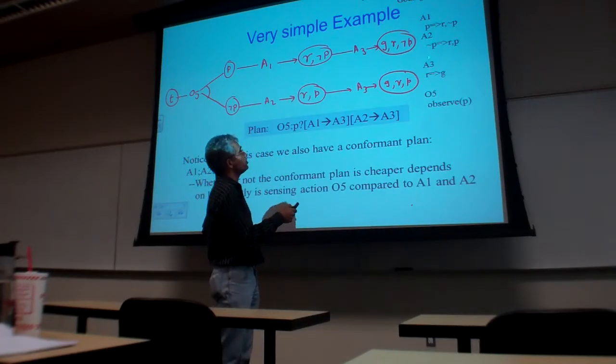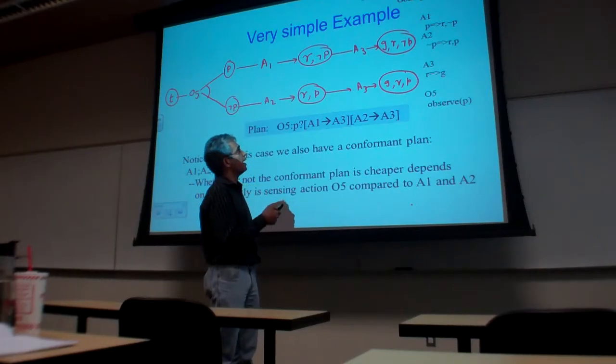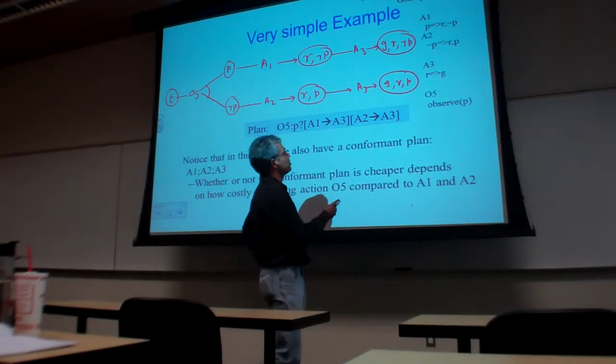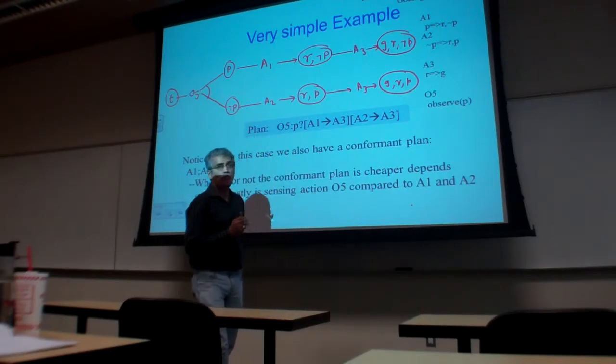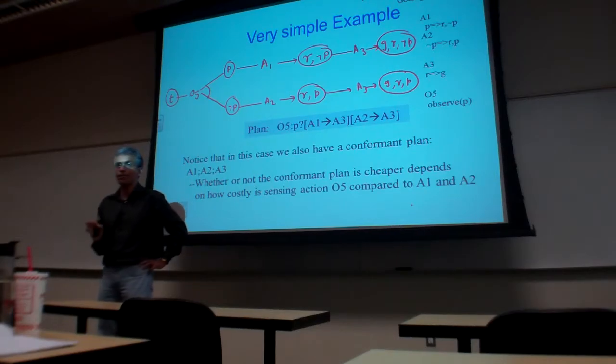Okay, and A2 says whenever not P is true, it gives R and P. And A3 says whenever R is true, it gives G. And then there is an observation action called O5, which all it does is observe P. That's all. It's a very simple example.